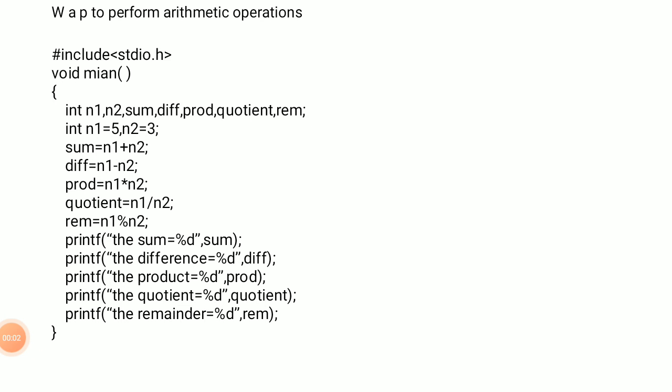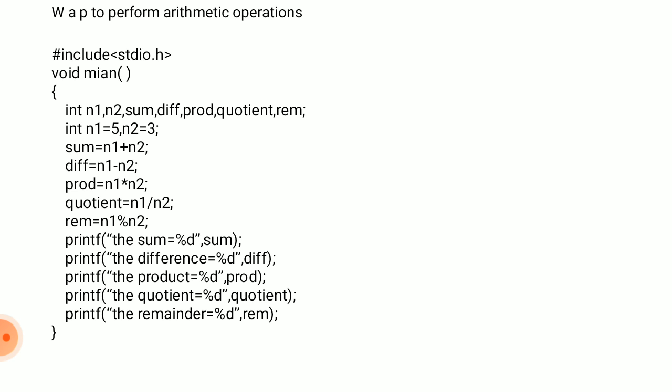So this is the continuation of the second video, that is binary operators. So how we are performing binary operators and implementing them in this program. The very first statement is a preprocessor directive, that is #include <stdio.h>.